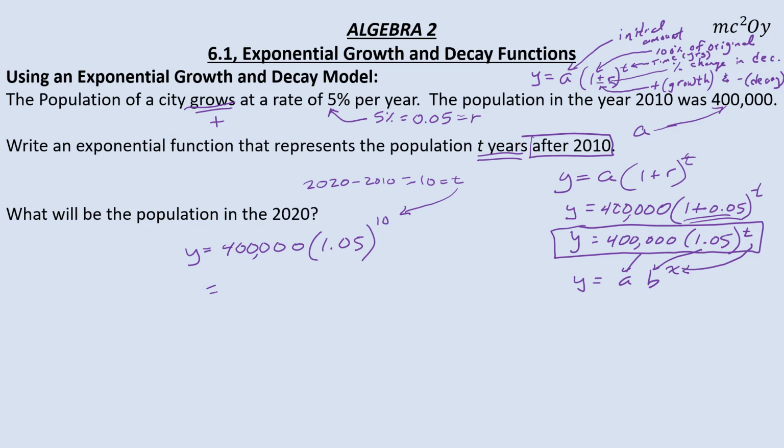So we do our math there. We're actually going to get an approximate value. Let's go ahead and round to the nearest person there. You get 651,558. Approximately that. All right. Very good. Let's try another one.